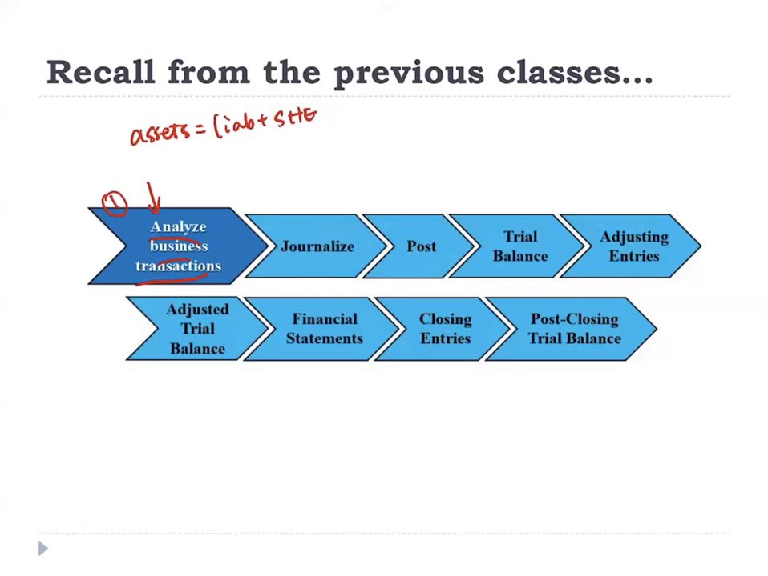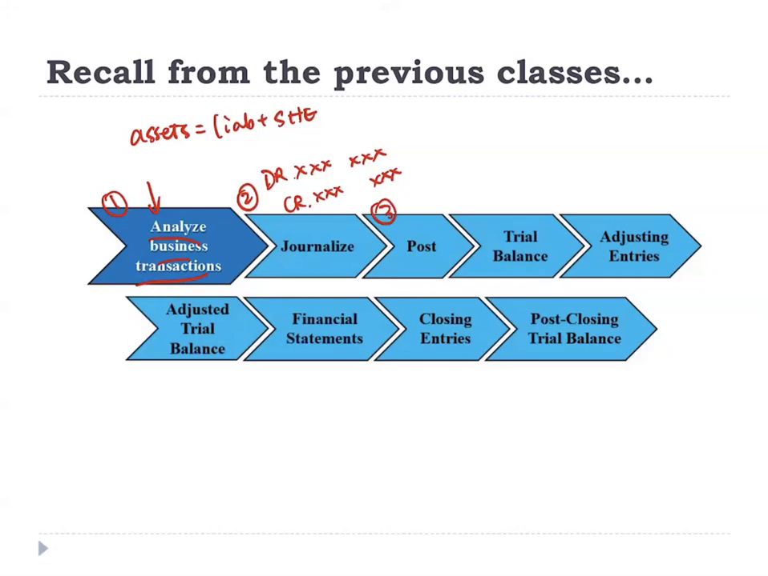After we have analyzed a firm's business transactions, we can move to the second step, which is journalizing. Journalizing is expressing a business transaction in terms of debits and credits, so it means making journal entries. In a journal entry, we debit some account for some amount, and then we credit some other account for some other amount, but in total, the amount we debit should always equal the total amount that we credit. So this is step 2, and step 3 is posting.